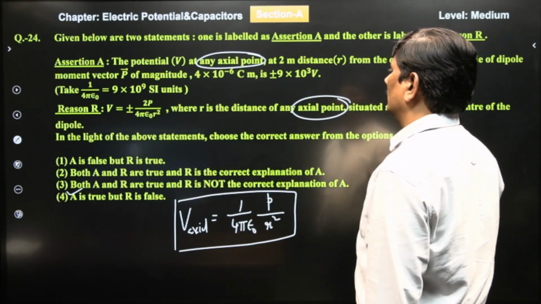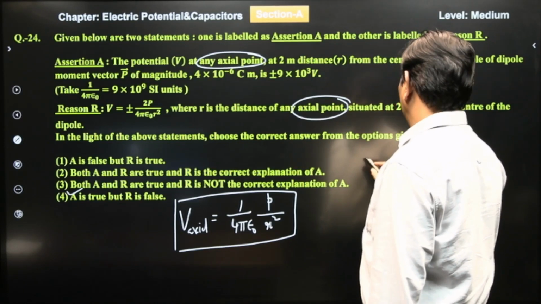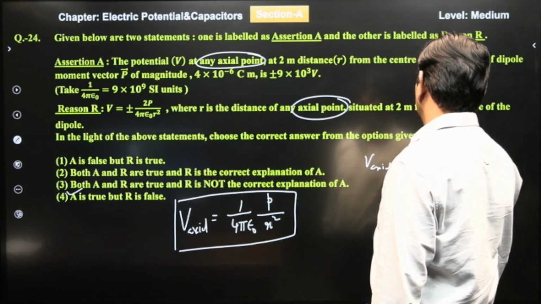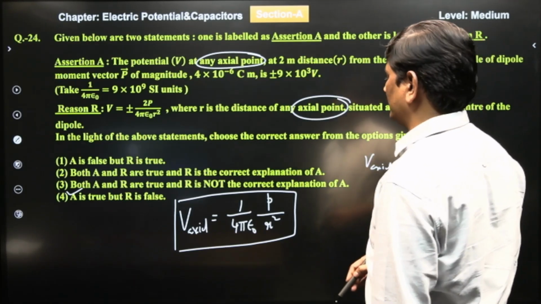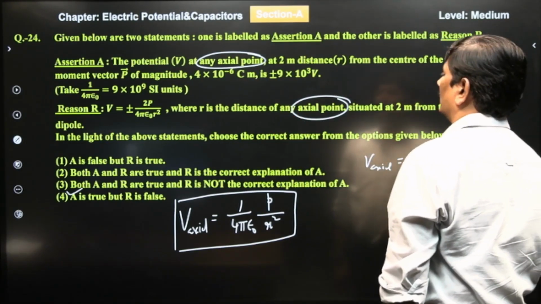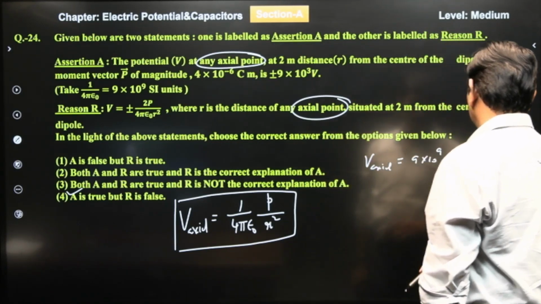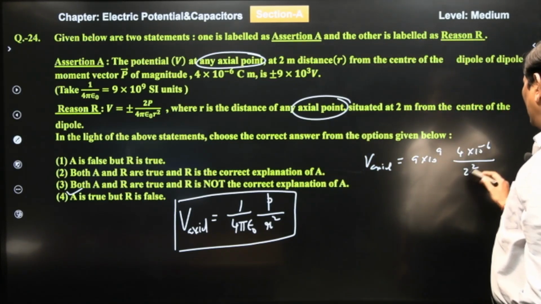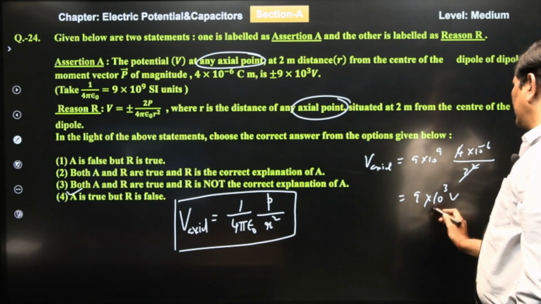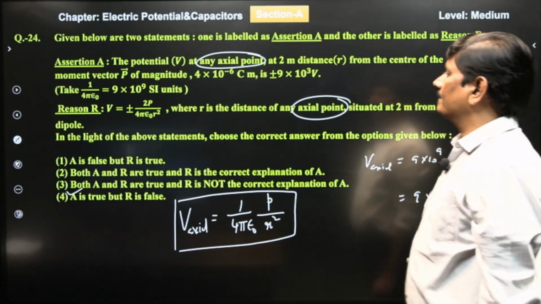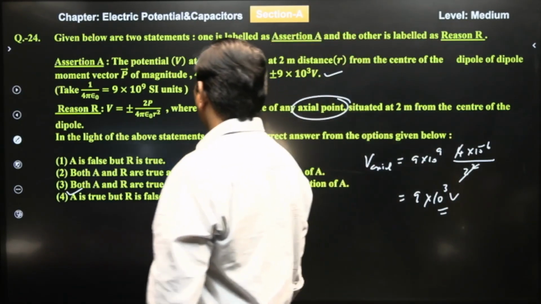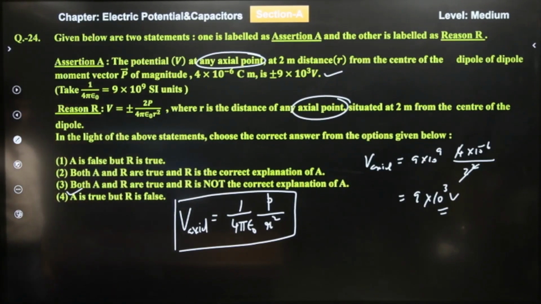Okay. See, V on the axis is 9 into 10 power 9, the 1 by 4 pi epsilon naught value. P is given 4 into 10 power minus 6 by R square, 2 square. 4 cancel, you will get 9. So, 9 into 10 power 3, that is correct. Okay, this one is right. So, A is true, R is false.